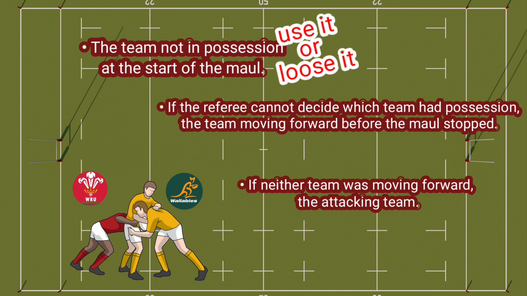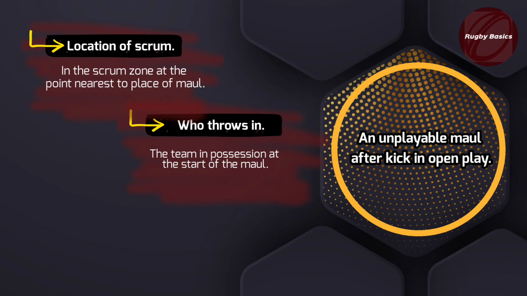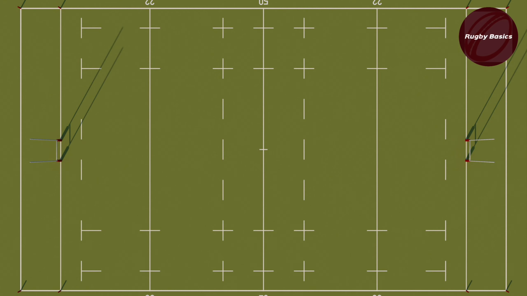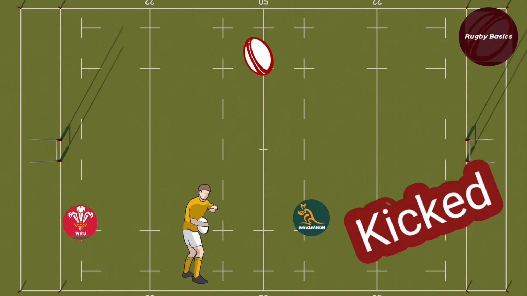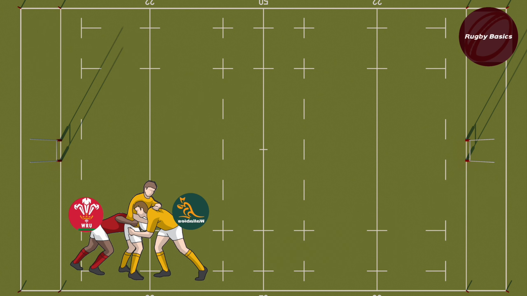And then if neither team was moving forward, the attacking team, so the team who has the ball, in this case the Australian team. A scrum can also be awarded for an unplayable maul after a kick in open play. Now, who gets the ball when it is kicked, caught, and then a maul is formed and stops and becomes unplayable? The team in possession of the ball at the start of the maul gets the scrum, so Australia. The scrum would be there where the maul stopped and became unplayable.